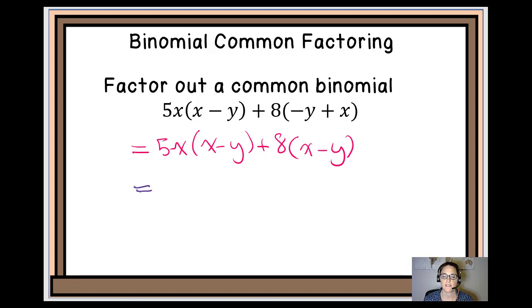So now that we've rewritten this as 5x times x minus y plus 8 times x minus y, I can think of my x minus y as my GCF. So then we have x minus y in front as my GCF and 5x plus 8 as the other factor. And that's it. That's all we can do.